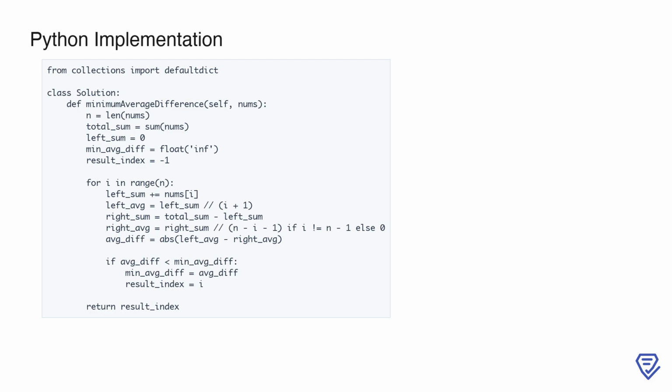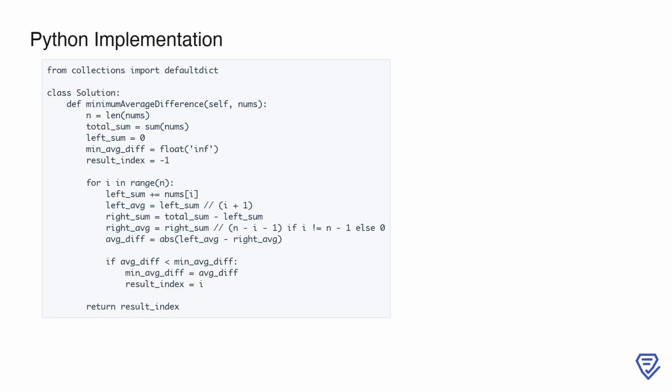Min_average_diff is set to infinity to store the smallest average difference encountered, and result_index is initialized to -1 to store the index corresponding to the minimum average difference. 2. Iterating through the list. A loop iterates through each index i of the input list nums.